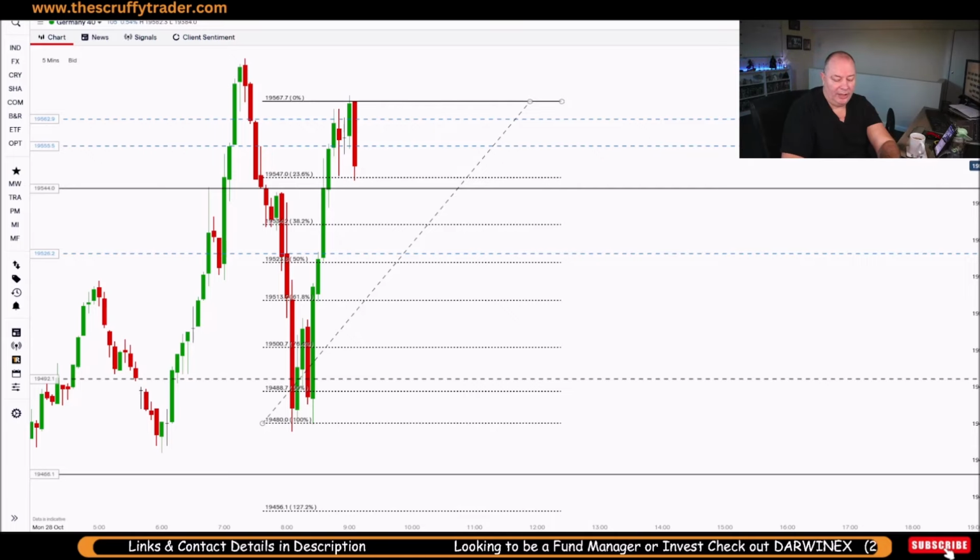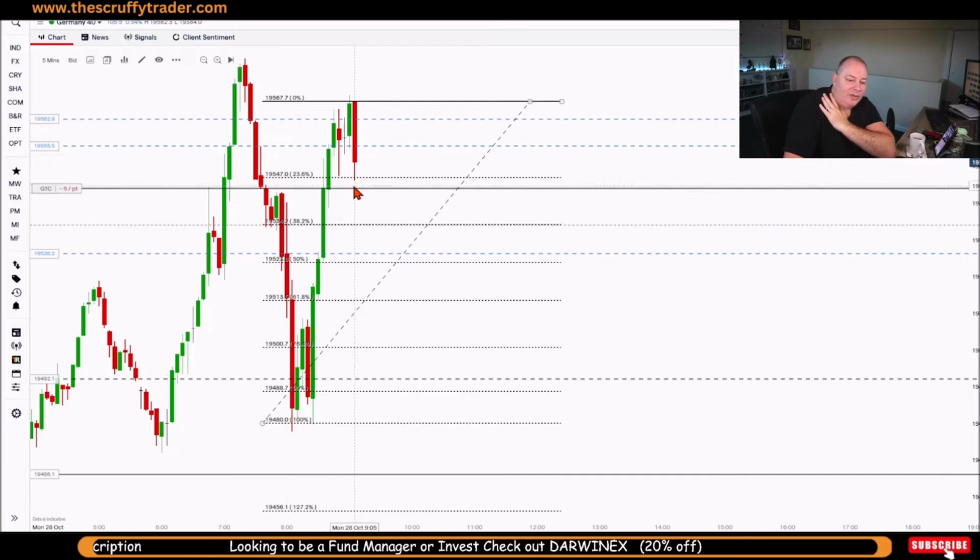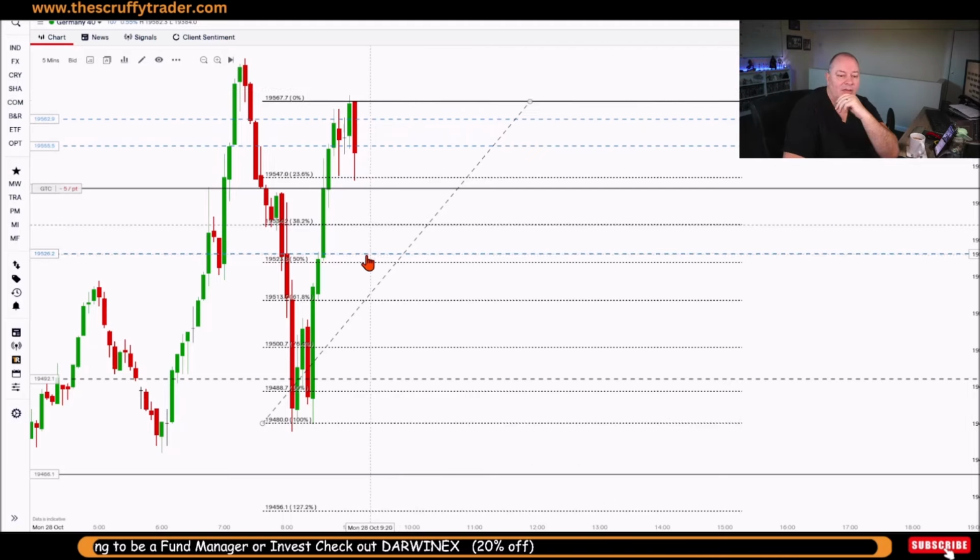We're going to put in 10 pip target, which should be about there, which is on that 38 line. And all I need to do now is I'm going to follow this price up into these levels that I've put in. Just move that across there. And hopefully we start finding a trade.